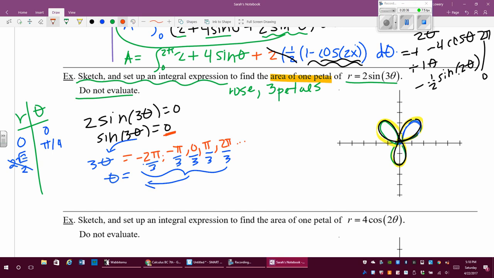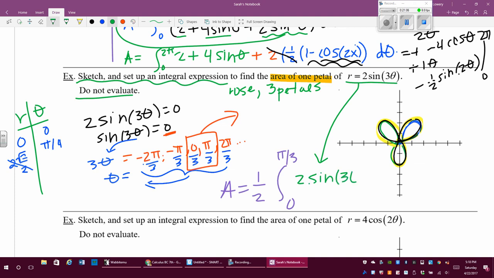So if I want one petal, that's essentially every time it goes from origin to origin. So I'm going to pick those two, and that's going to represent one petal. So I now have enough to write my area expression. I'm going to find 1/2, because that's part of my area formula, integral from 0 to pi thirds of my r, 2 sine 3 theta. This thing gets squared, and I've now answered the question. I've set up an expression for the area of one petal.